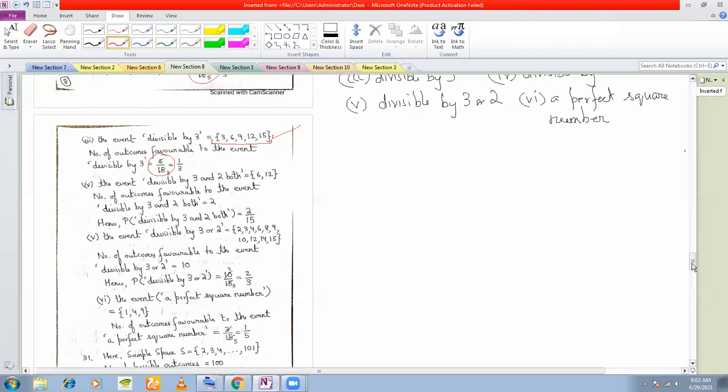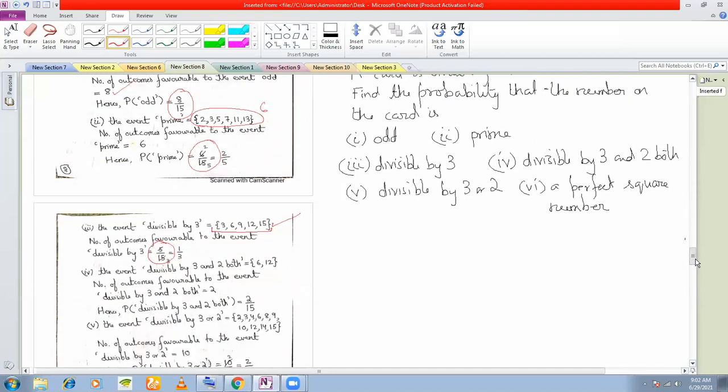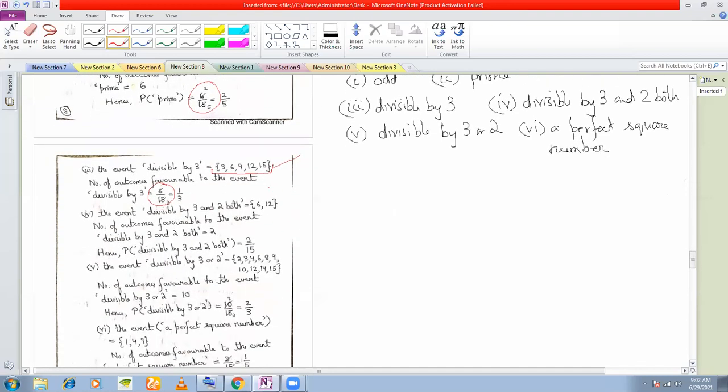Next question is divisible by 3 and 2 both. So from the sample space, which numbers are divisible by 3 and 2 both? 6 is divisible by 3 and 2 both. 12 is also divisible by both 2 and 3. So therefore, the number of events here is 2. So therefore, the probability will be 2 by 15.